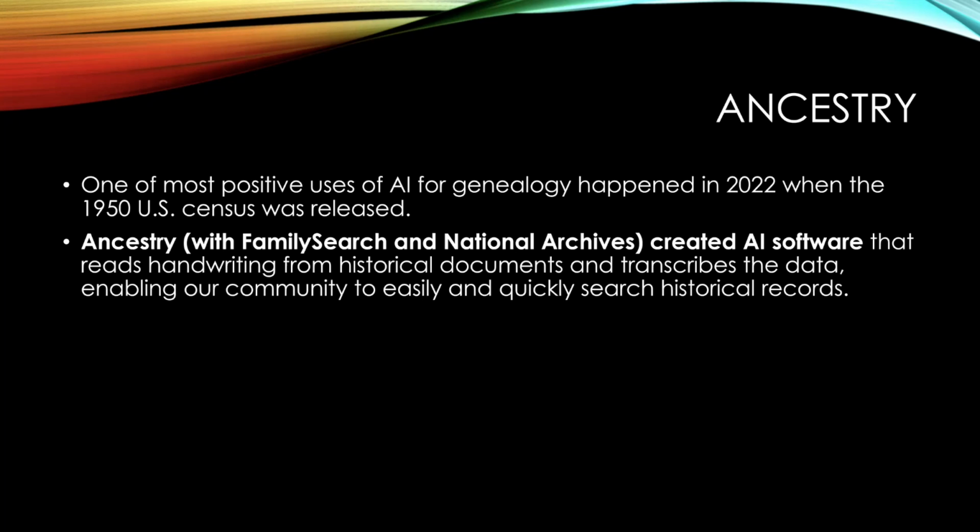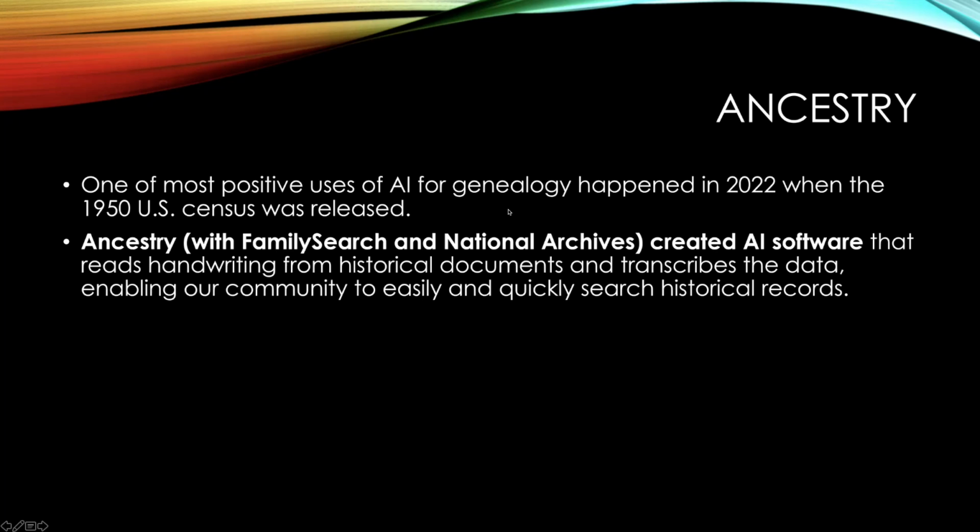almost exactly 2 years ago now, in April of 2022, when the 1950 census was released, Ancestry, FamilySearch, and the National Archives had created artificial intelligence software that could read the handwriting of all of the 1950 documents and transcribe them, which made them searchable. Some of you may have participated in that. After that, the task was to go through and verify what the AI software did, but it enabled people to see and find things within a day or two of it being released versus 3 or 4 months later. So that was a behind-the-scenes use of AI.